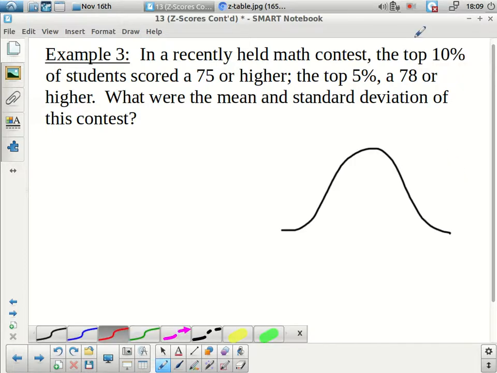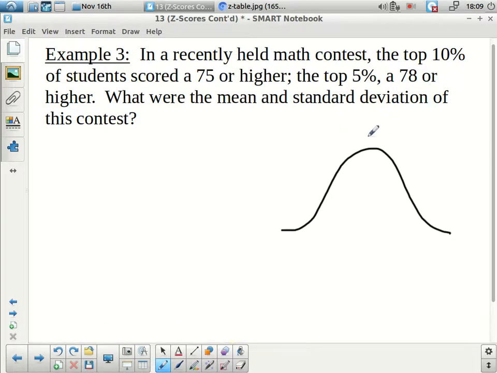Okay, so let's continue. I don't know anything about where my mean is right now, but I'll just draw it on. It's somewhere there. But I'll put these on. So top 10 and top 5 are going to be way up along here. So 78 is somewhere up here, and a 75 is probably not too far behind it. So what were the mean and standard deviation of this contest?